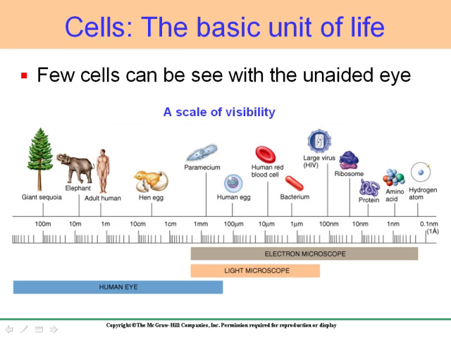You can see things that are very large. For instance, a giant sequoia tree, elephants, humans, actually a single cell, a hen egg. However, with a microscope, you're actually able to see significantly more than you can with the unaided eye. With the microscope, for instance, you could see single-celled life in pond water, such as the paramecium. You can also see human eggs, human red blood cells, and bacteria.